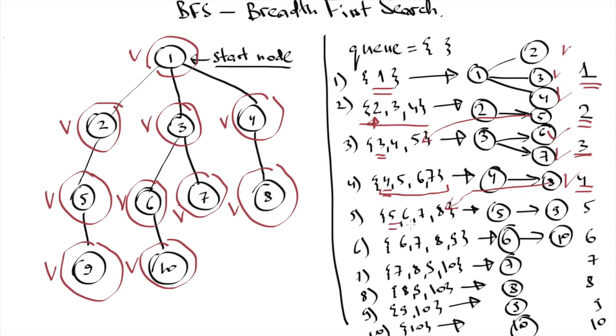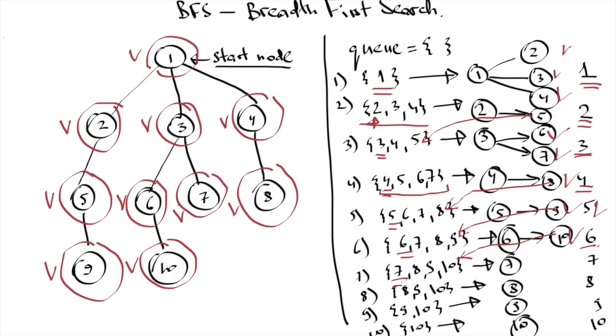Again, we look at the frontal element, which is 5. We add the neighbor of 5, which is 9. So 9 comes here. Here we don't have 5 because we deleted it in our previous step. We look at the frontal element, which is 6. We add the neighbor of 6, which is 10. So 10 comes here.